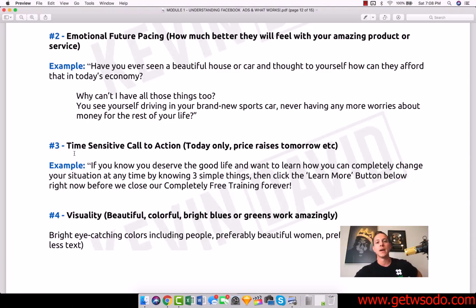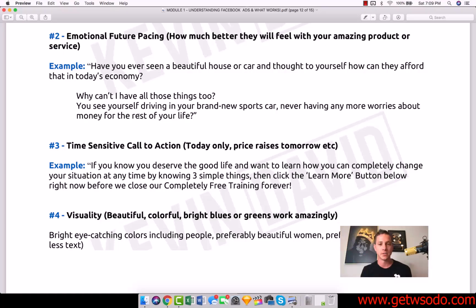Emotional future pacing, right? How much better will they personally feel with your amazing product or service, right? Have you ever seen a beautiful house or car and thought to yourself, how can they afford that in today's economy? Why can't I have those things too? You can see yourself driving in a brand new sports car, never having any more worries about money for the rest of your life, right? And so if you can get people to actually picture how much better their life is going to be with your product or service, it is seriously such a powerful tool, right?